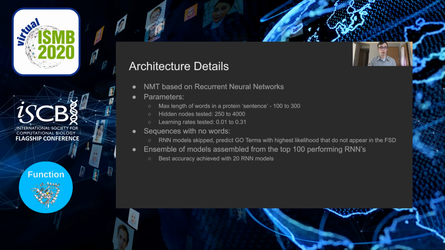And as we've mentioned a couple times before, this is an ensemble method which arises from the top 100 performing RNNs. We achieve the best accuracy with 20 RNNs predicting the Go functions of a protein sequence.